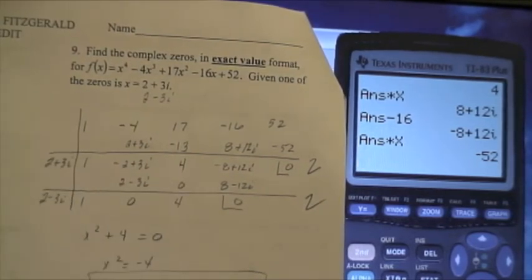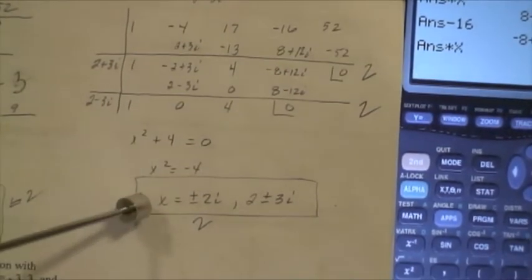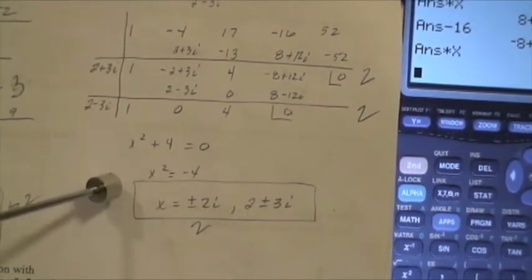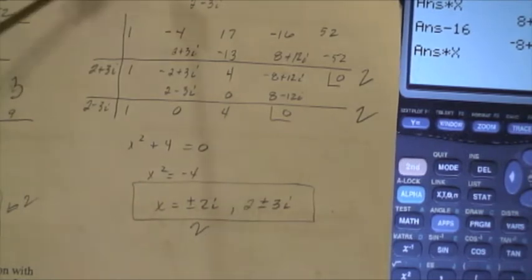Subtract over the 4. That's negative 4. x squared equals negative 4. It gives me x equals plus or minus 2i. So there are my 4 answers as soon as I move the camera down. Alright. x squared plus 4 equals 0. x squared equals negative 4. x equals plus or minus 2i. And the other two answers from above.